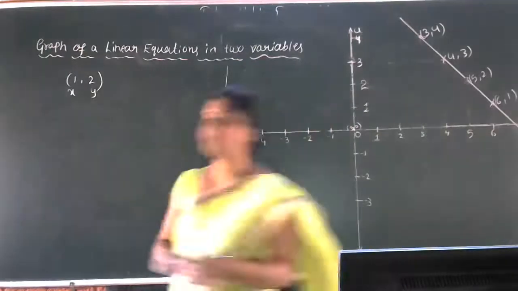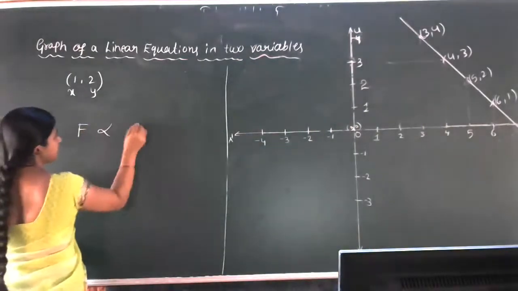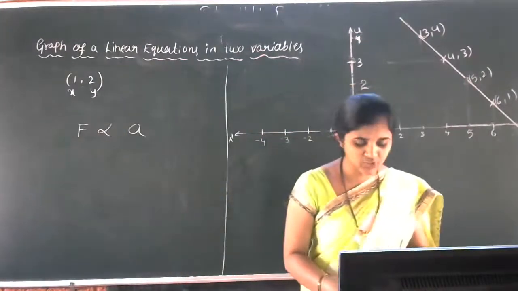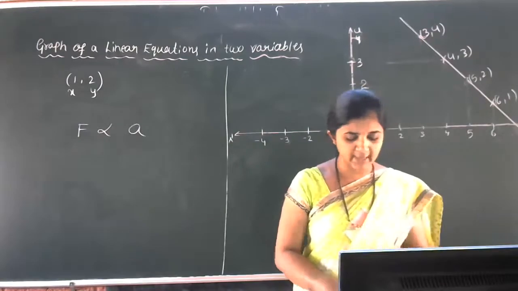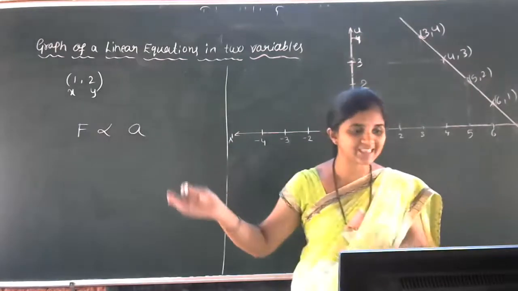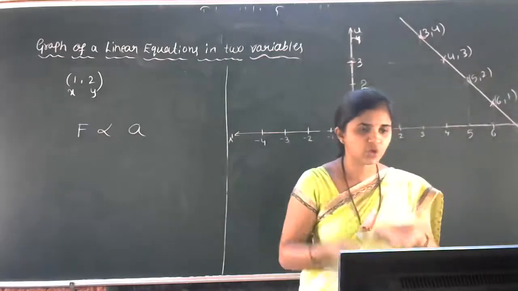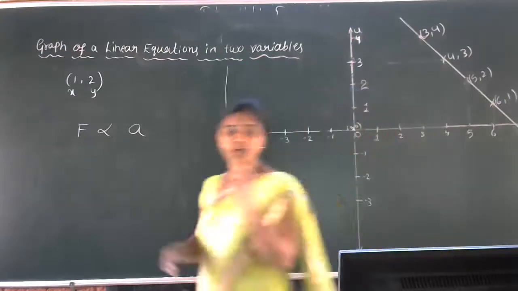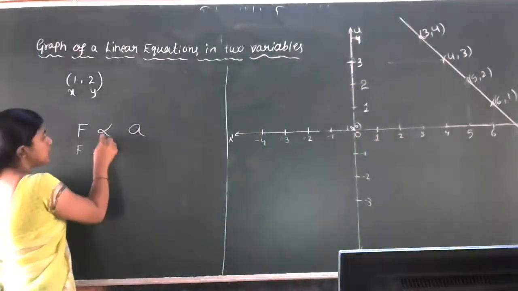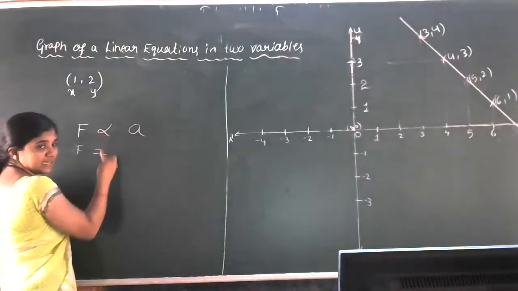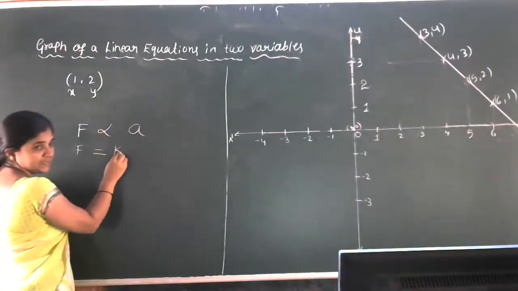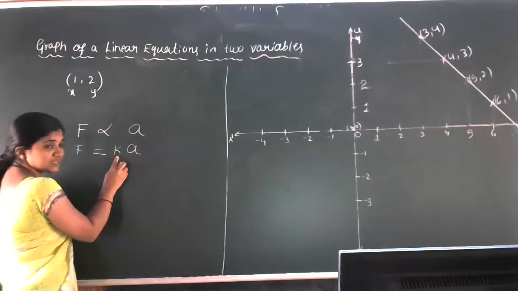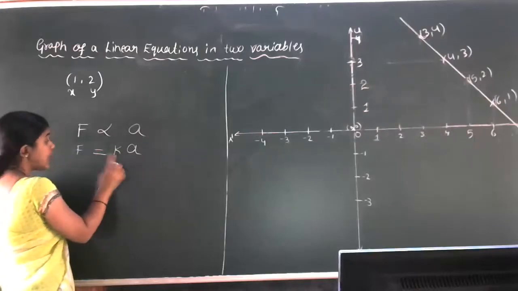In science you have learned that force is directly proportional to acceleration. According to the situation, force applied on a body is directly proportional to the acceleration. We don't want this proportional sign, so we have to write the equal sign there. To replace the proportional sign with an equal sign, we have to keep one constant here. So F is equal to Ka, taking that constant as K into a.